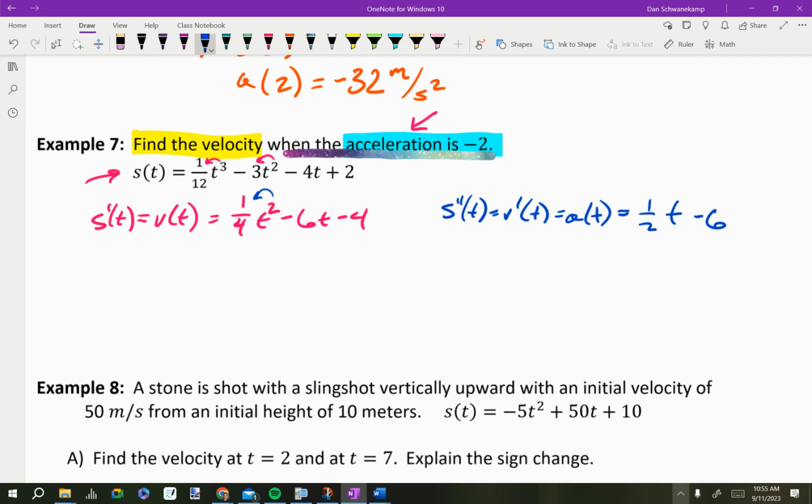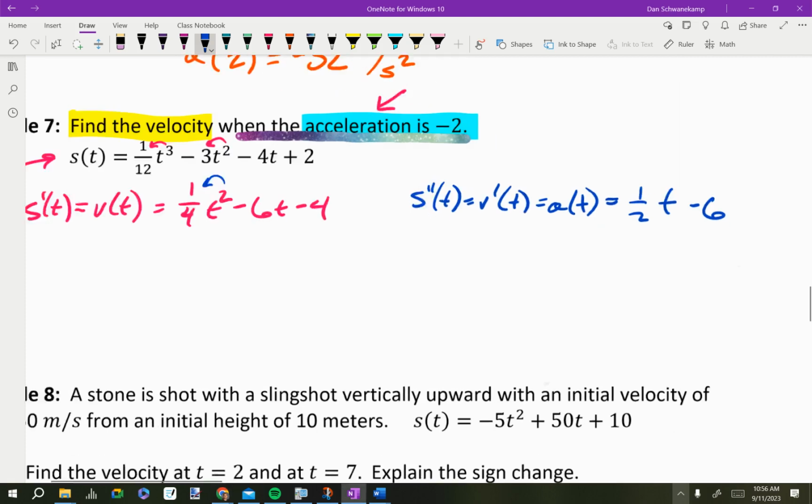Finish that from there. Talk with your neighbor. At this point, see if you can figure out the rest of the way. All right, so what next? We've got our acceleration equation. What do we do from there? What do you think?